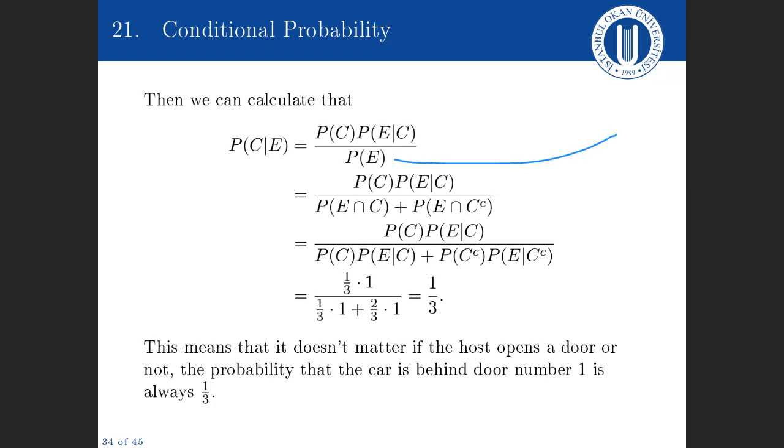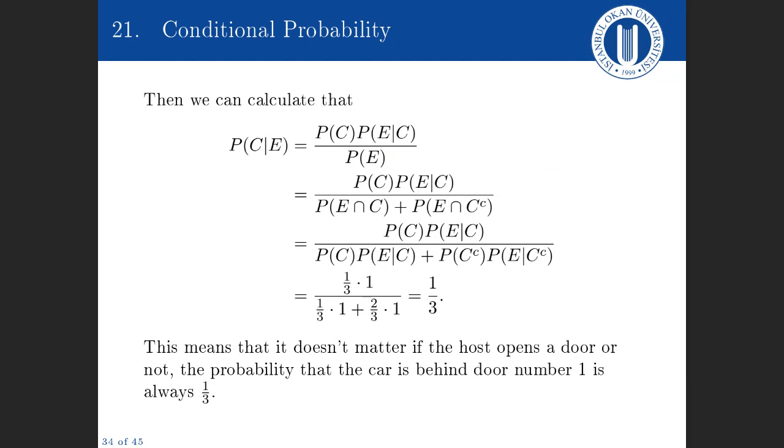Now on the bottom, P(E) is the same as P(E intersection C) plus P(E intersection C complement), and then using an idea from before, using the theorem, that's the same as P(C) times P(E given C) plus P(C complement) times P(E given C complement). Now that we have this, we can put the numbers in.